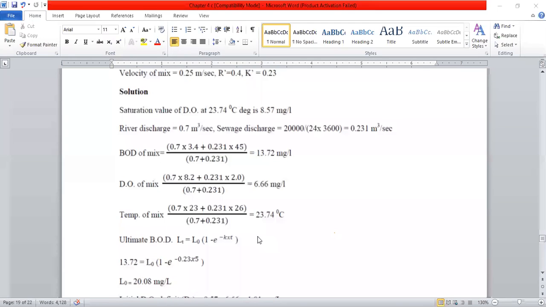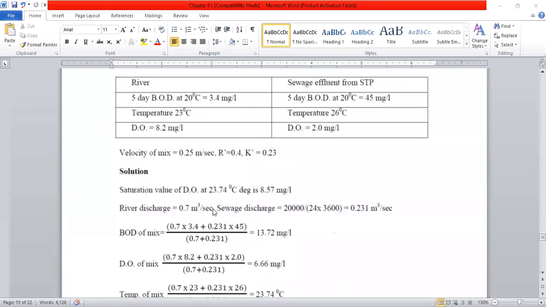Then saturation value, it was not mentioned, I think above. It has to be mentioned in the question itself. Saturation value of dissolved oxygen of river. The river temperature is 23 degrees Celsius, 23.74 degrees Celsius is equal to 8.57. It has to be mentioned above actually. Okay, let it be. Then go ahead.